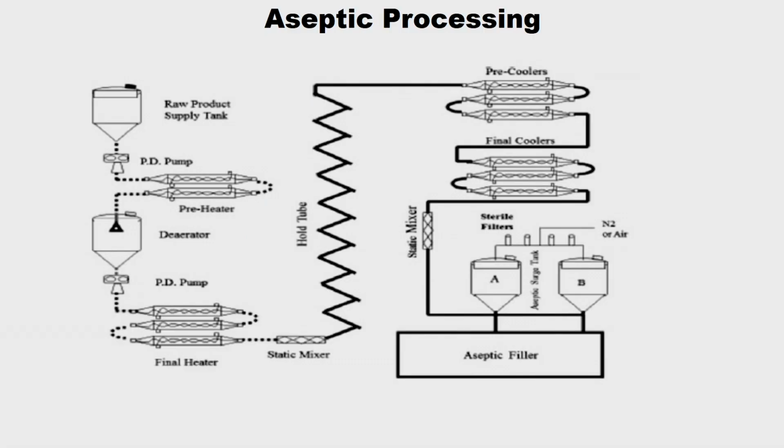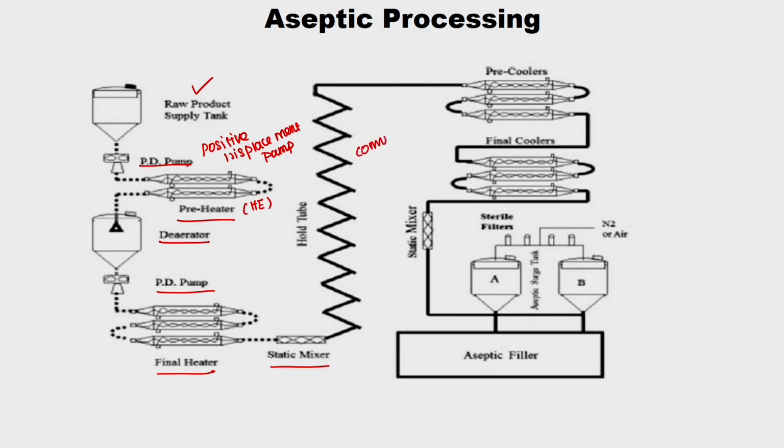So, this is the basic flow diagram for aseptic processing. This is the raw product supply tank. This is the PD pump, positive displacement pump. This is the preheater and this is the deaerator. Preheater is also a heat exchanger, and this is the deaerator, and this is again a positive displacement pump. This is a final heater, and this is a static mixing unit, and this is a holding tube.